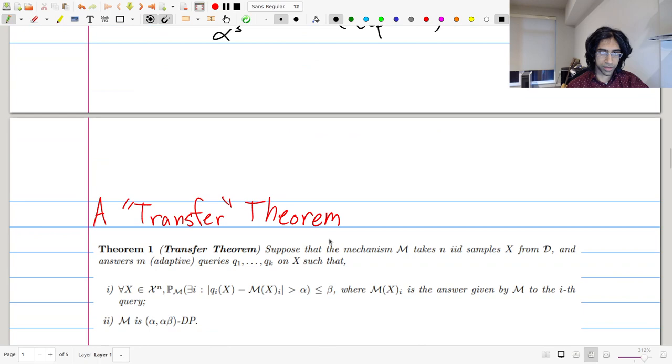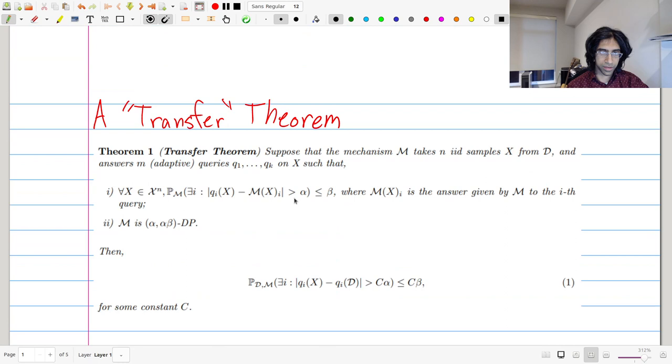This is what's known as a transfer theorem, which essentially says we can transfer the guarantees that we have from a differentially private analysis into a generalizing analysis. So let's see what we have here. Let me just change this one little notation. So what does this theorem say?